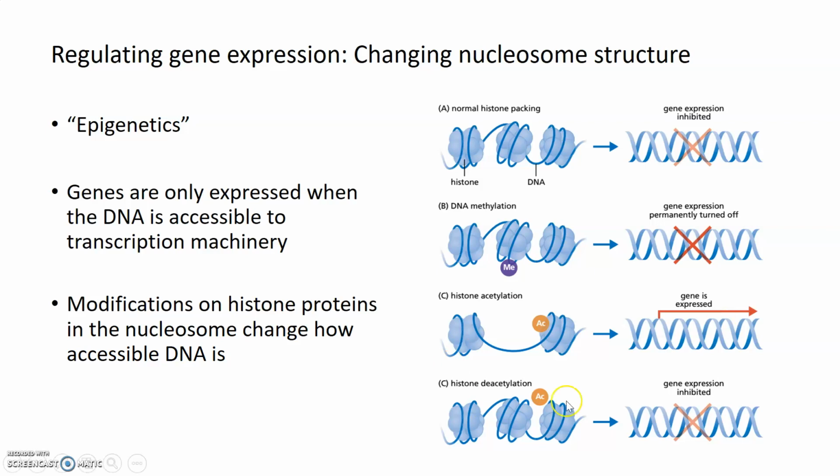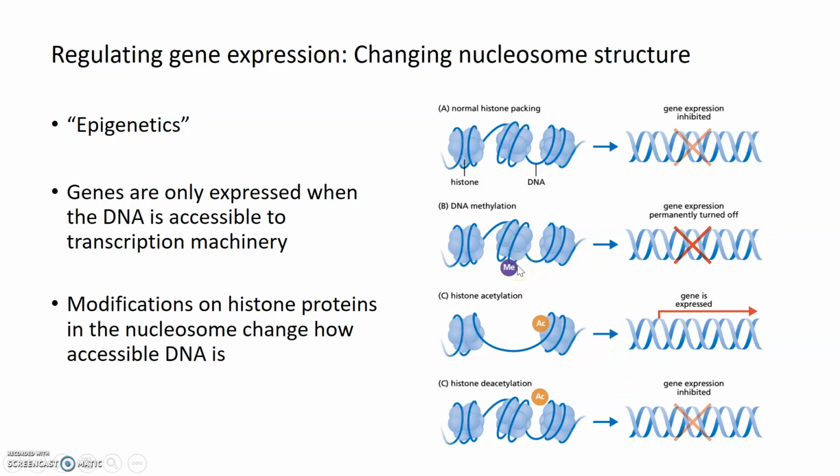Right, and be turned on. And then the reverse is also possible: that acetyl group that may have originally turned on gene expression here can be removed, or that histone tail can be deacetylated, and the DNA can be rewound and packed tightly again to turn gene expression off or inhibit it, right? And so all of these modifications really just change how accessible the DNA is.